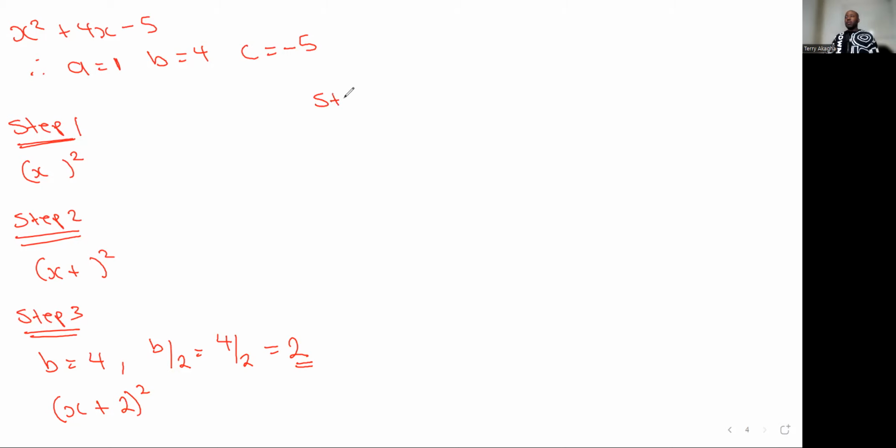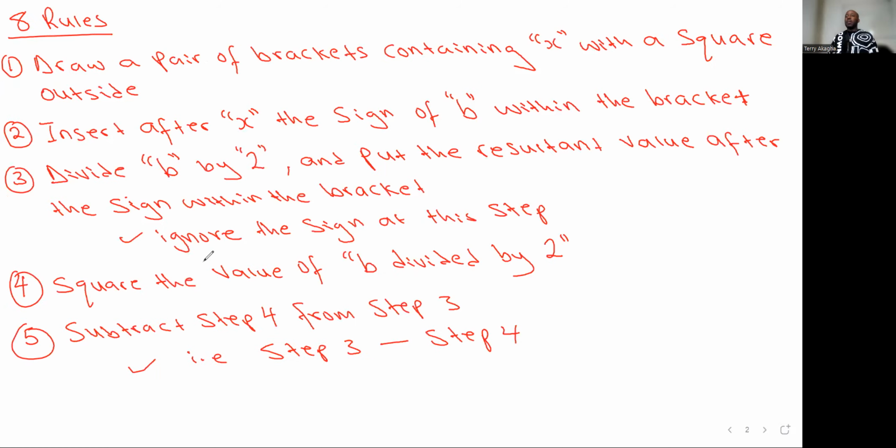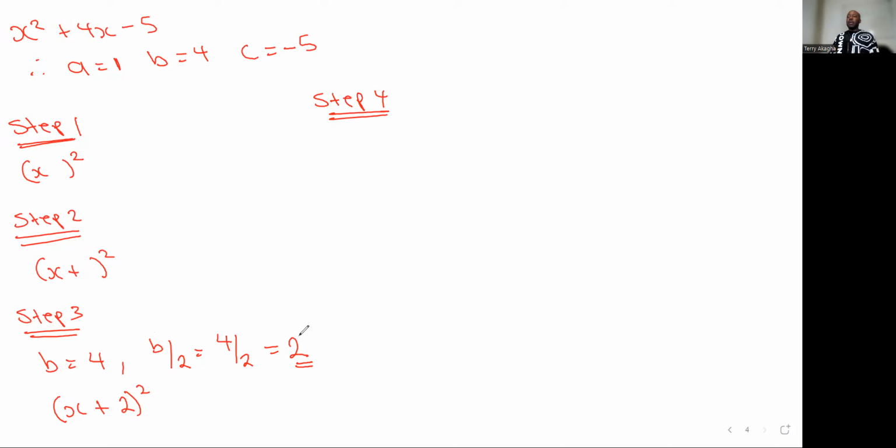The next thing is what? Sorry, step 4. Now step 4, we go back. We now have to square the value of b divided by 2, okay? So let's go back. The b divided by 2 from step 3 we got was what? 2. We're now told that we have to square the value of that. So that means we're going to square b divided by 2, all squared, and that will give us 2 squared, which gives us what? 4.